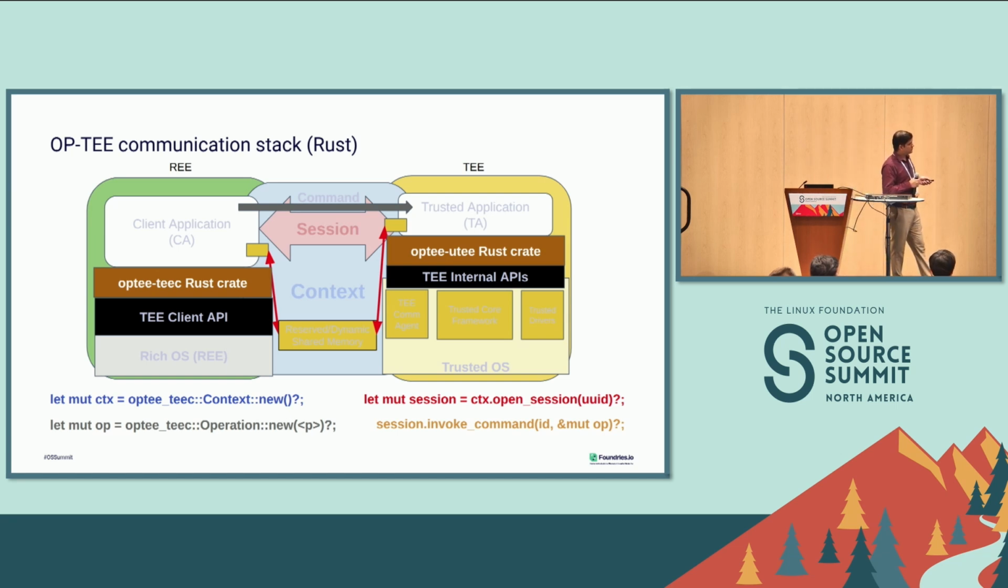So I've put some snippets to show how it works. This optee-teec crate can be used to open a context, open a session with the trusted application, and then you can set up an operation and invoke commands. And these are just API wrappers built on top of the C library that is provided by OP-TEE.